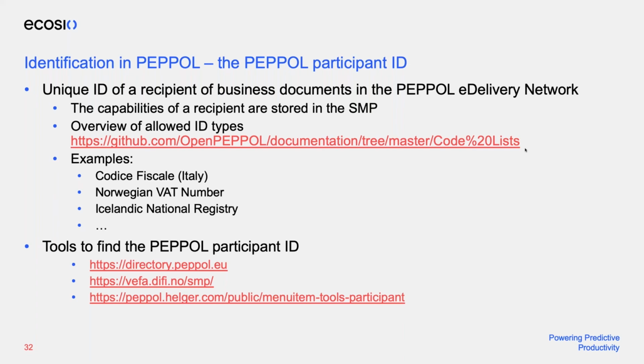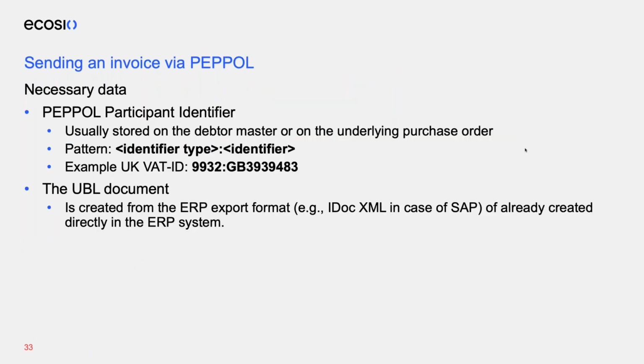If you are to look up a certain Peppol participant ID, there are three different tools out there. An official directory by Peppol, then another directory by Norway, and also a publicly available directory by helger.com. So sending an invoice via Peppol requires certain data. Obviously, you need to know the Peppol participant identifier. In your ERP system, you would store it on the debtor master or the underlying purchase order, depending on the specifics. The pattern is always identifier type : identifier.